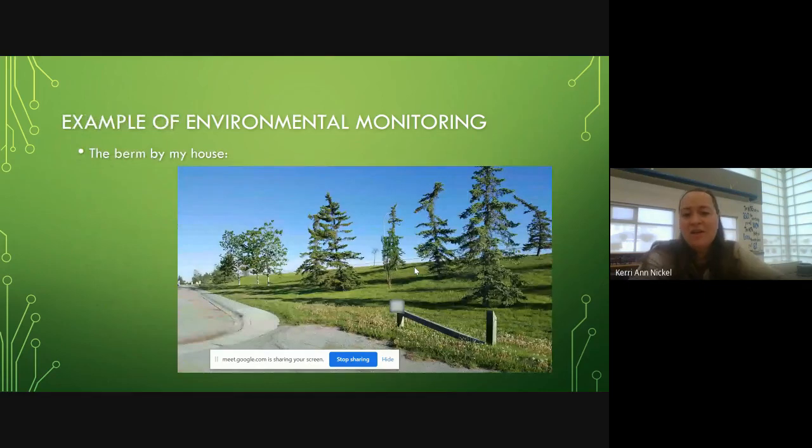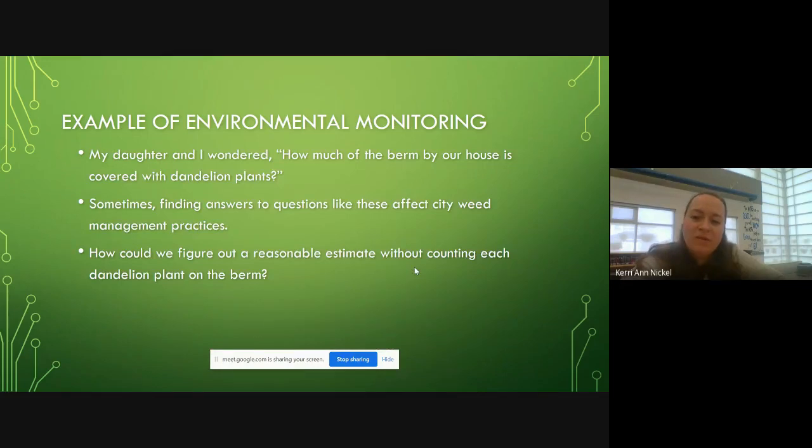So my daughter and I decided that we were really curious about the berm by our house. The berm is a really large grassy area that cuts off all the sound from the Trans-Canada Highway that's really close to our house. We often walk by and say, oh man, that berm is just covered with dandelions. And then one day we asked ourselves, how much of the berm really is covered with dandelions? We say it's totally covered, but it's not. How much actually is the berm covered by dandelions?